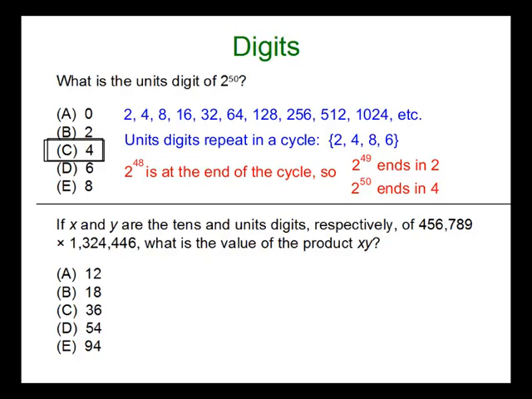So if we look at 2 to the 48, 48 is divisible by 4, so that's at the end of a cycle. So 2 to the 49 ends in a 2, 2 to the 50th ends in a 4, just starting up a new cycle. And the answer is C.